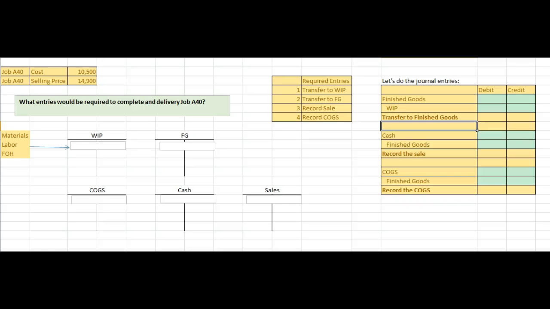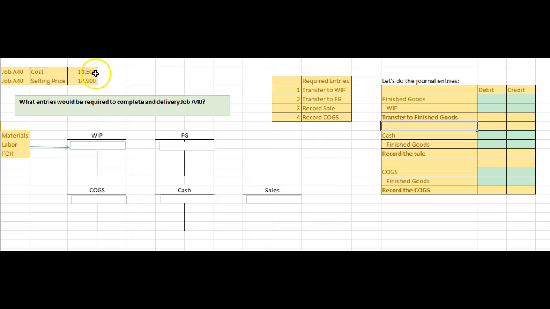Okay, this is what we went over in chapter 15 for the participation points because people were kind of confused about the T accounts. So I put them into journal entries that you should do first. So let's look at this. What do we have? The entries would be required to complete the delivery of job A40. So first of all, what do we have?